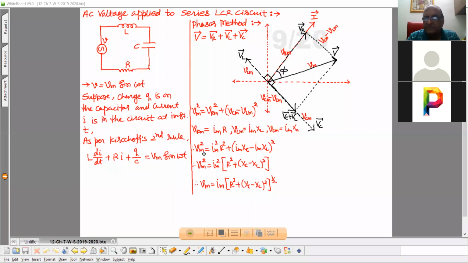Now, Vm square equal to Im square R square plus VCM IMXC minus VLM IMXL whole square. So Vm square equal to, now here take Im common and take it outside this bracket, so you will get Im square, and then take Im square from both this one common. So Im square into R square plus XC minus XL whole square. So Vm, take square root on both the sides. Vm equal to Im into R square plus XC minus XL whole square. Under root છે raised to 1 by 2. Clear?